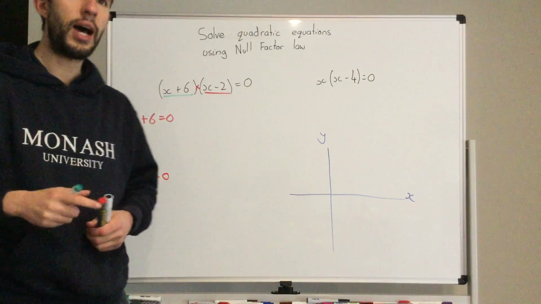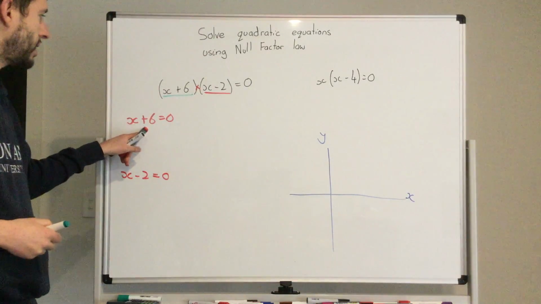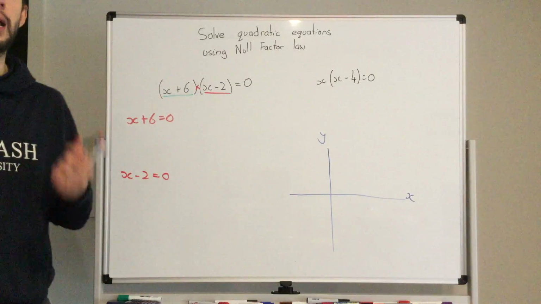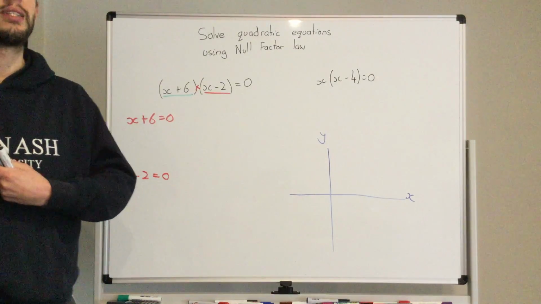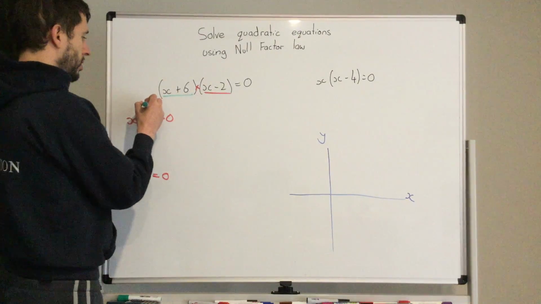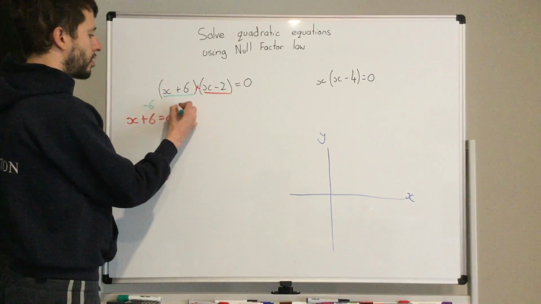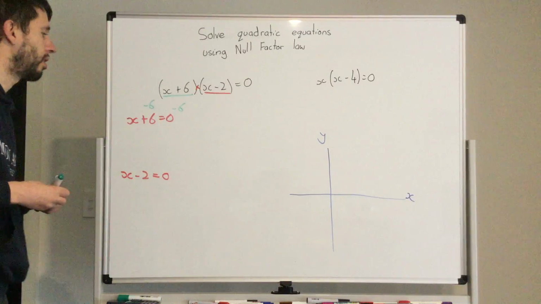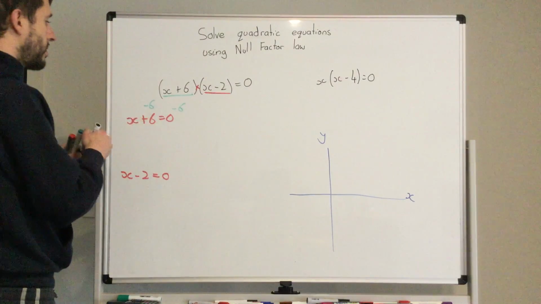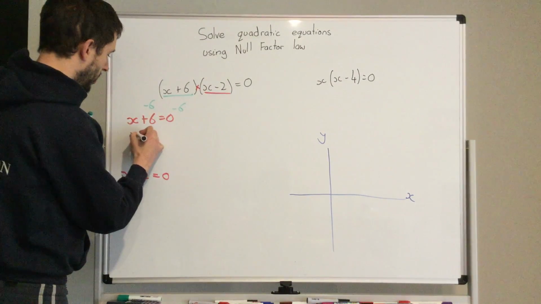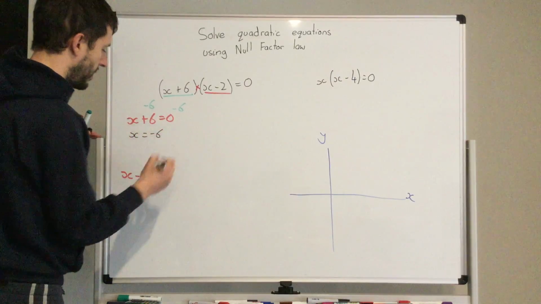Now to do that, I need to think about this side here. To get x by itself, I've got plus 6. What's the opposite of plus 6? Minus 6. So if I minus 6 on this side, I minus 6 on this side. So 6 take away 6 is 0, so it's just x equals minus 6.